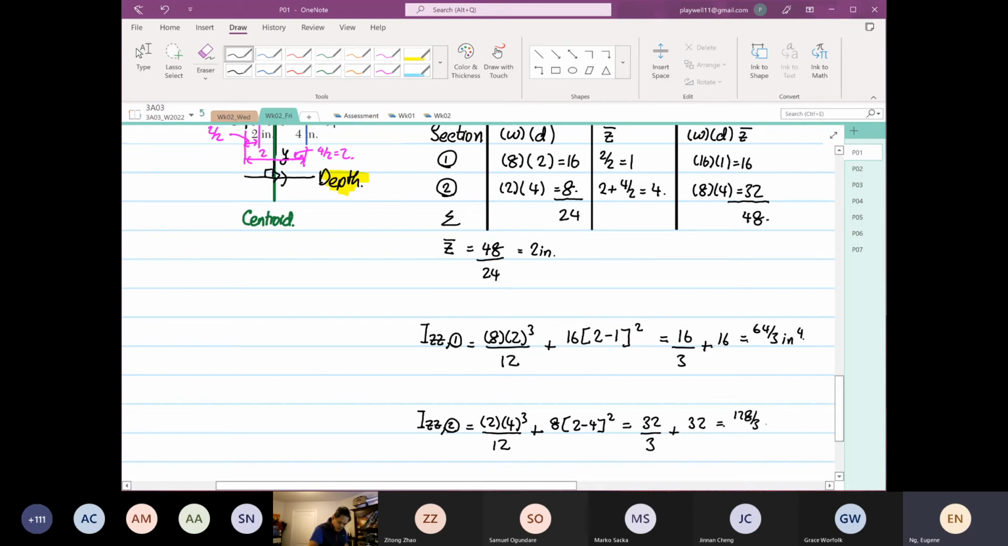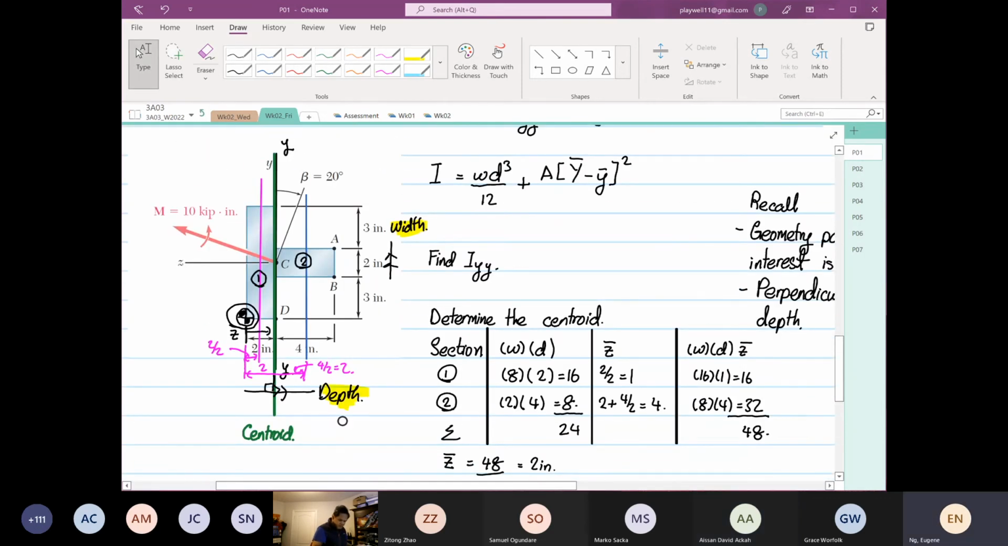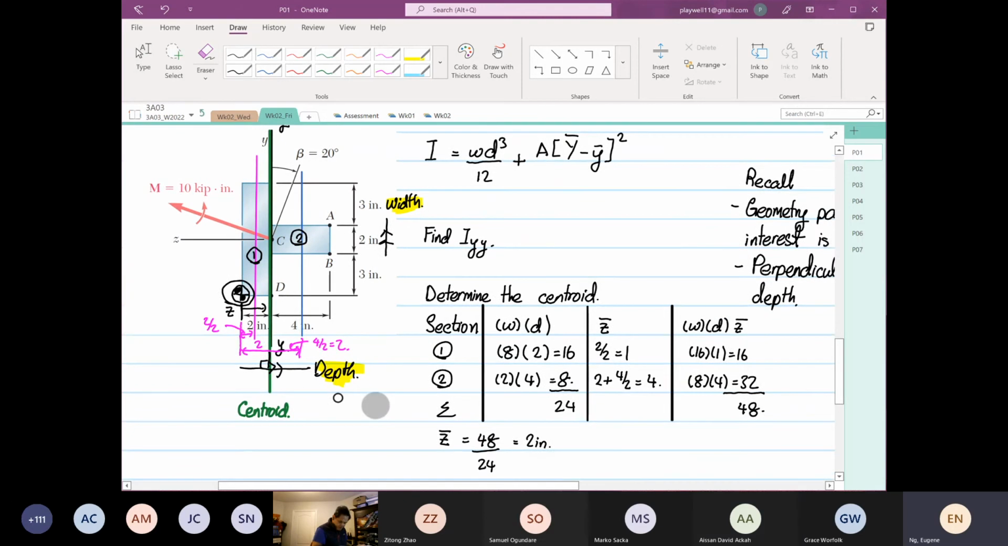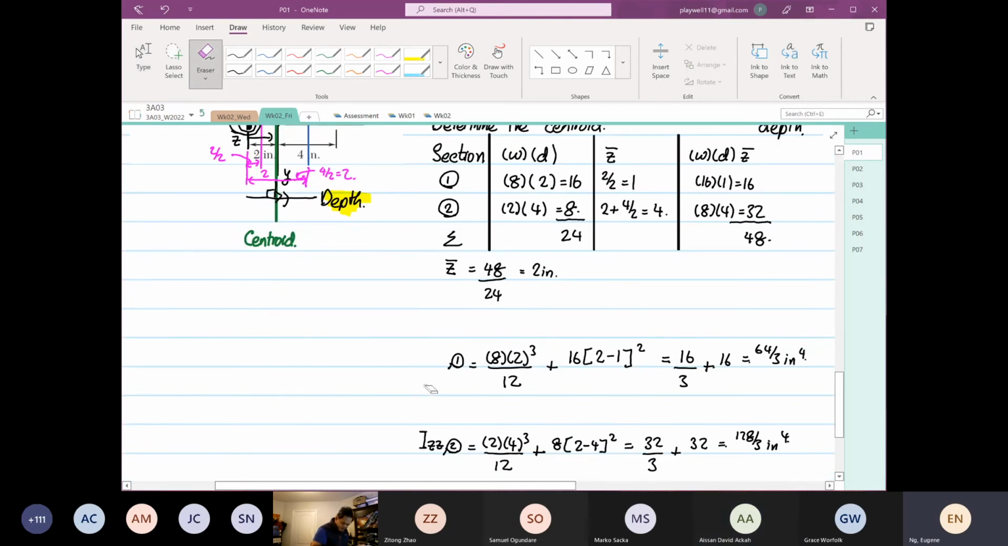Now, how I did this. Isn't this supposed to be IYY? This is IZZ. Just wanted to make sure because we started with IYY. Yes, I wrote it down wrong, sorry. IZZ, you're right. Thank you. One point of beer for you. I'll remember it.